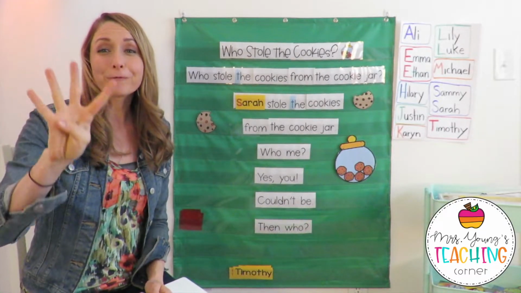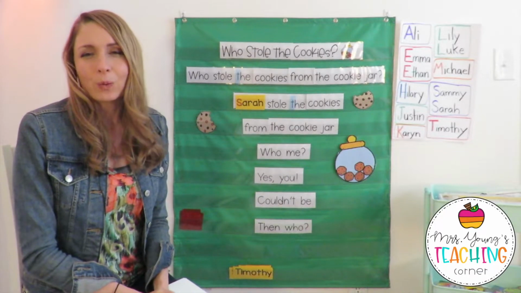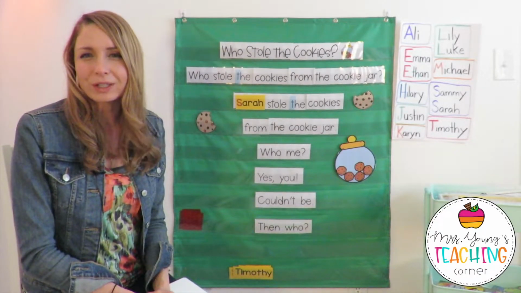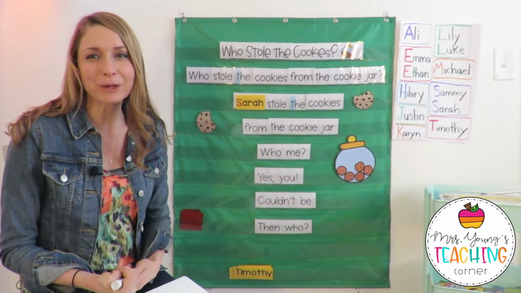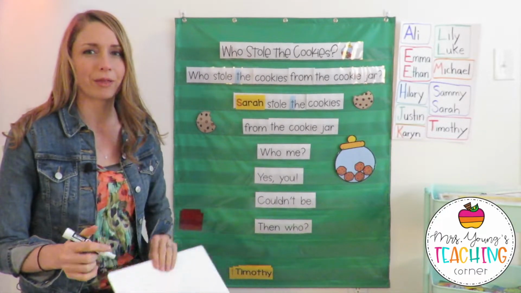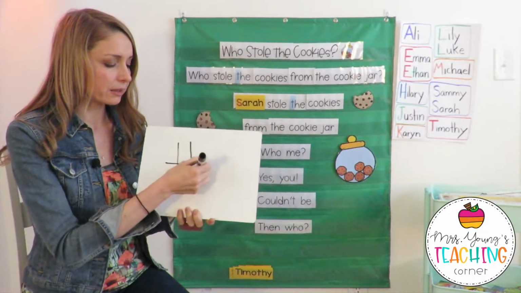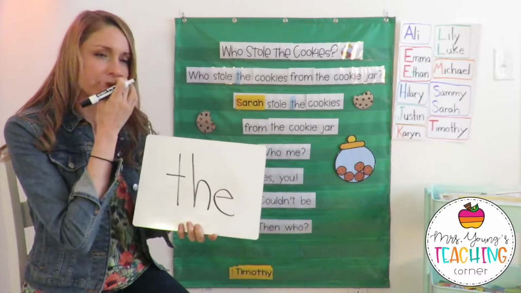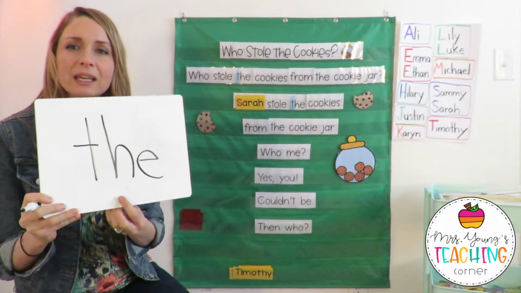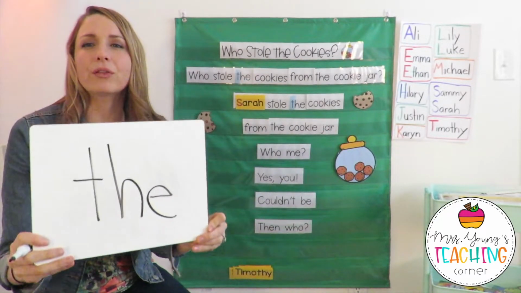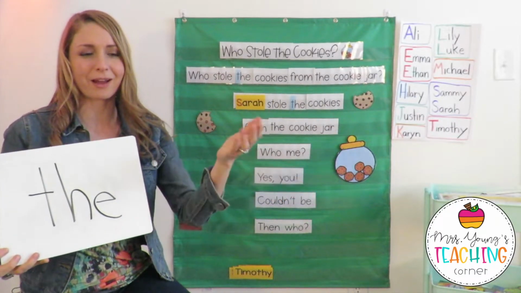Now on day 4, we do our first word work, where we try and find words in the poem. And I will introduce a couple of sight words. The first sight word that I introduce is the word the. And I will write it on my whiteboard like so. And I'll say, this is the word the. T-H-E, the. Say the. And then the whole class will say the.